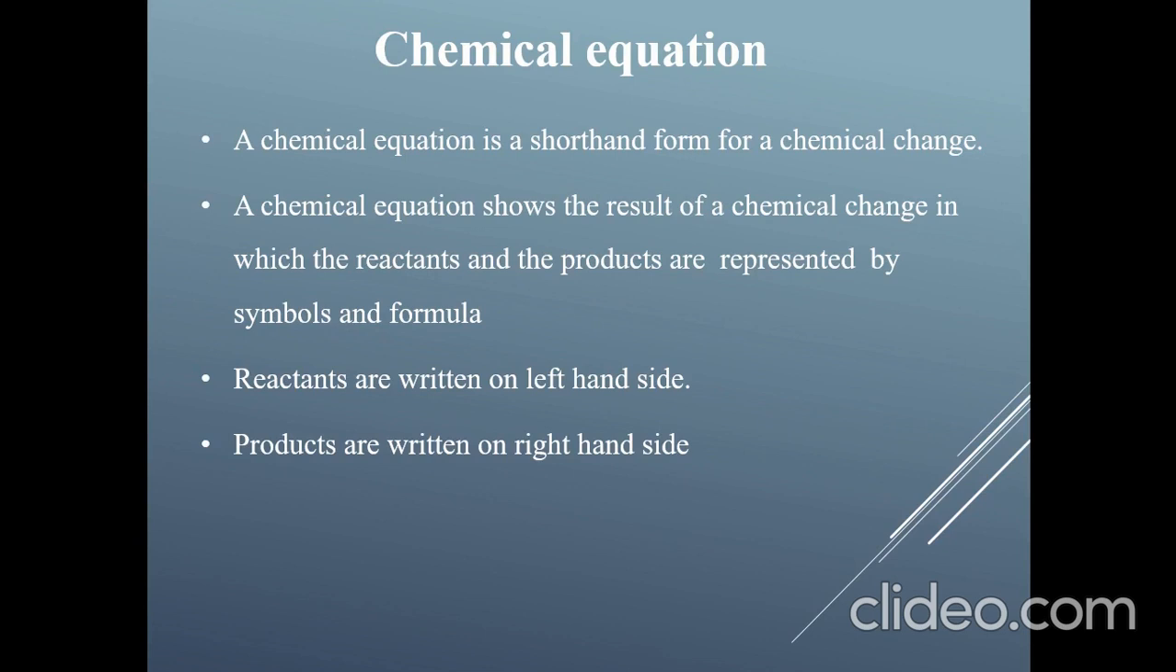Now the substances which take part in chemical reaction are called reactants, and reactants are always written on left hand side. This you must have learnt in grade 8. Then products. The substances formed as a result of chemical change are called as products. Products are always written on right hand side.